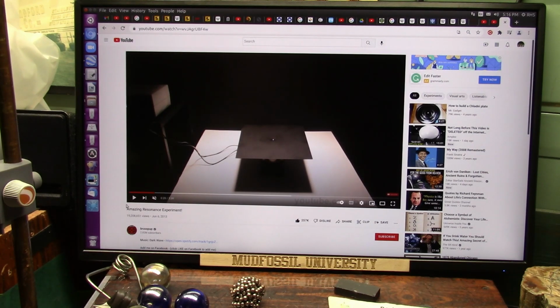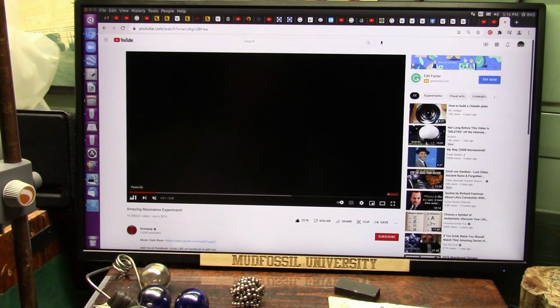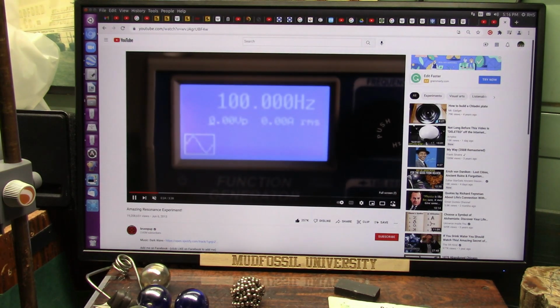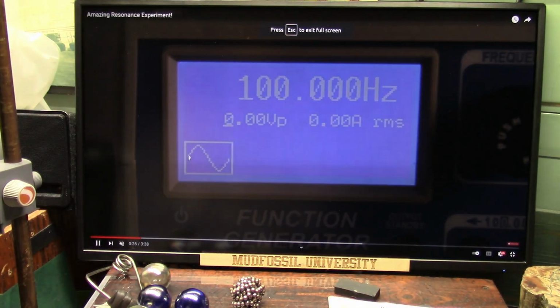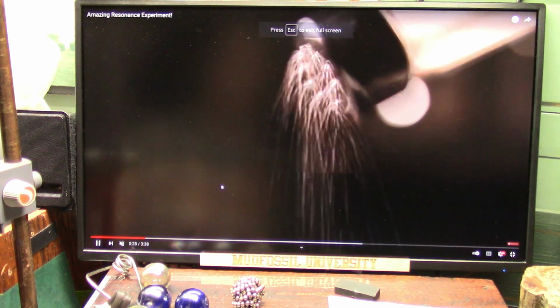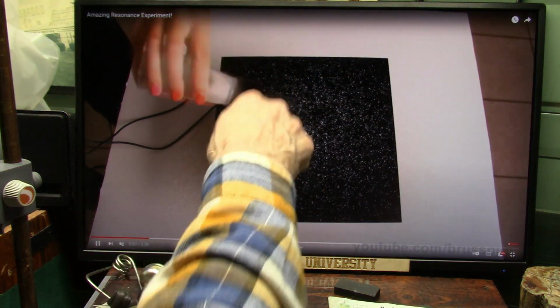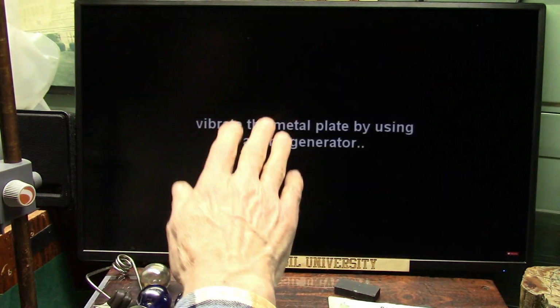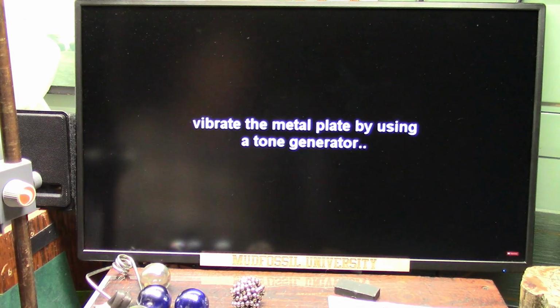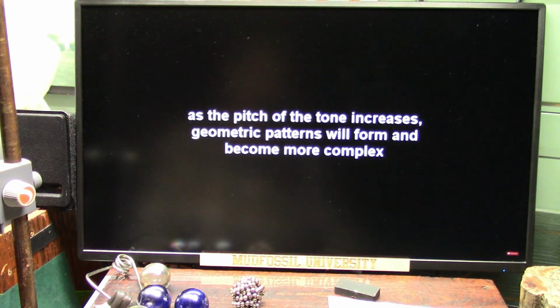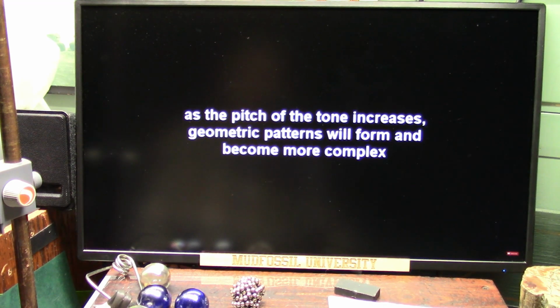So now they're going to put salt on this table, and then they're going to start to shake that table, vibrate it. And here's the frequency. You see that little wave there? That means they're shaking this. At first they're going to just vibrate it. They're going to vibrate the plate by using a tone generator. As the pitch of the tone increases, the patterns get much more complex.